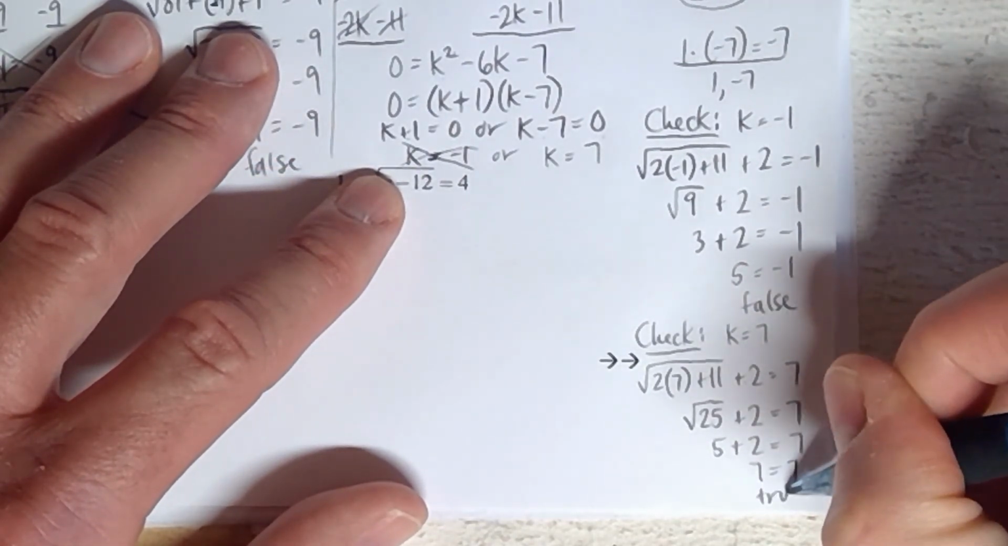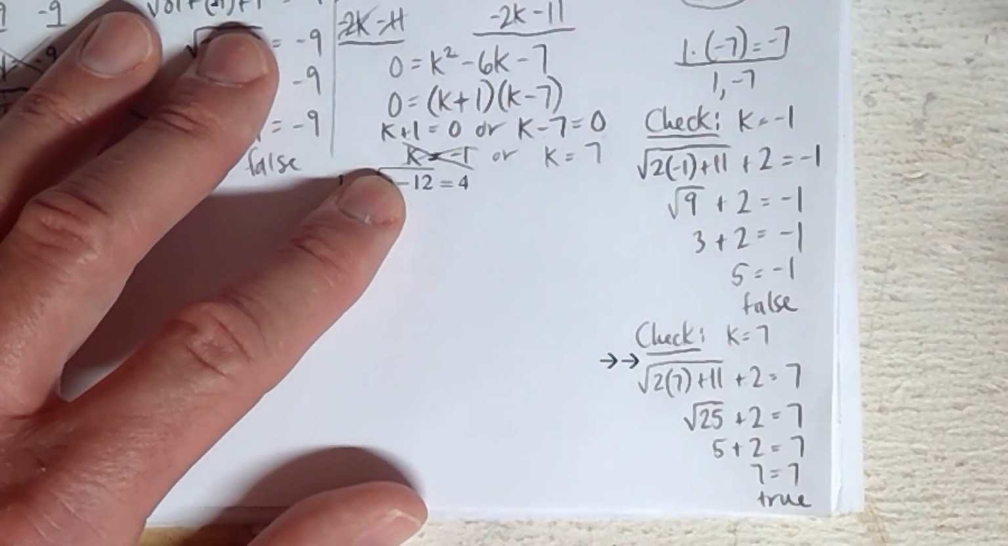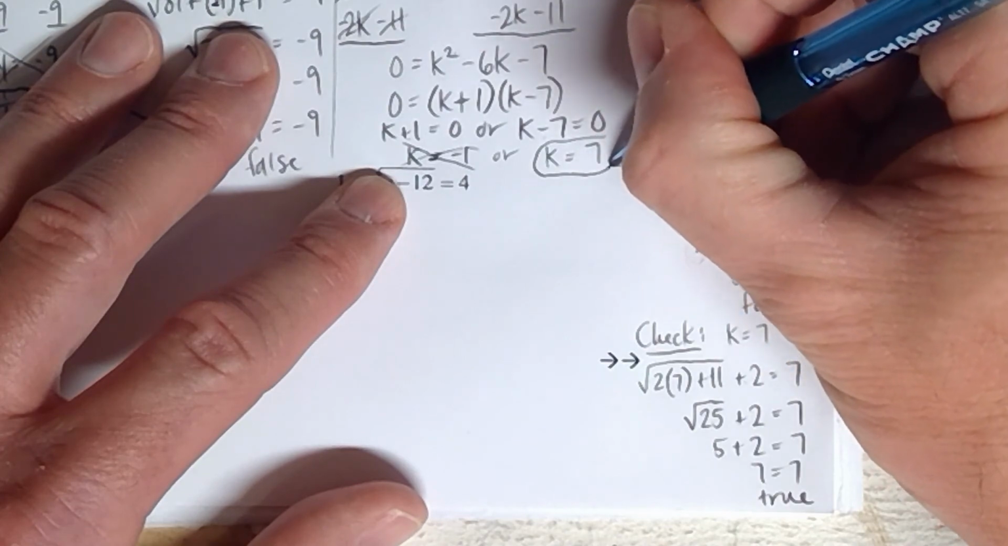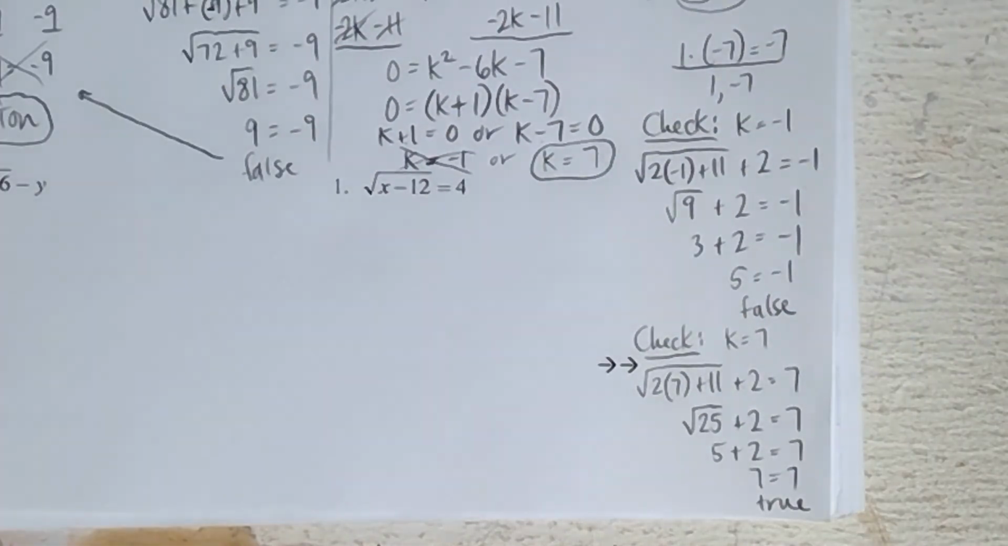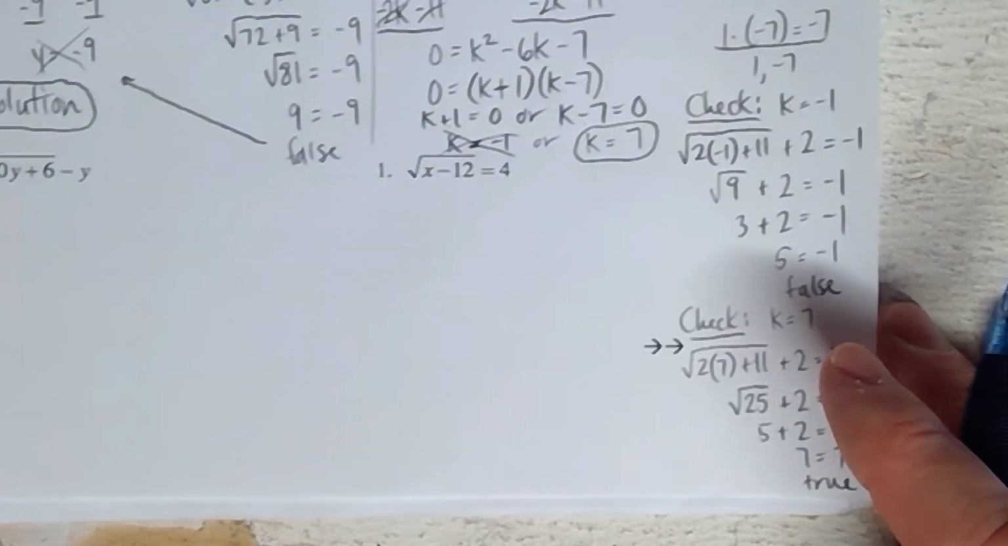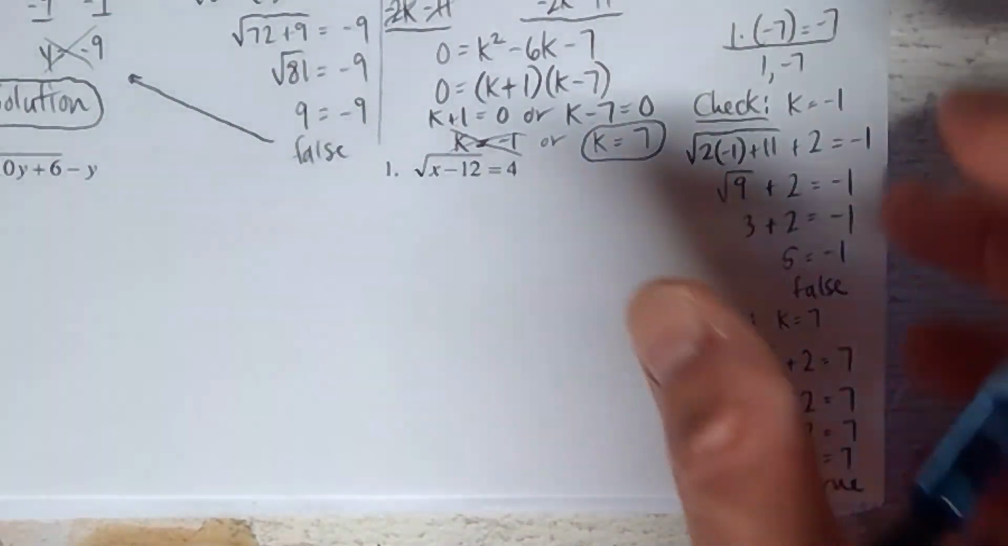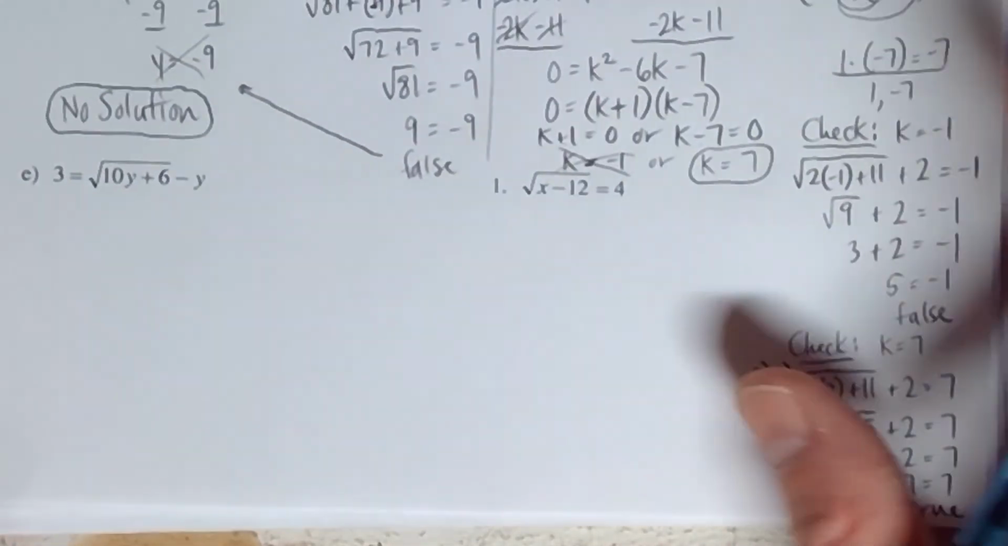So what do we do when it's true? We circle that one, don't we? In this particular problem, you got one bad one and one good one. Circle the good, cross out the bad. You only say no solution if the entire problem is no solution. In other words, all the answers were bad. But since one of them was good, circle the good one and just cross out the bad one.